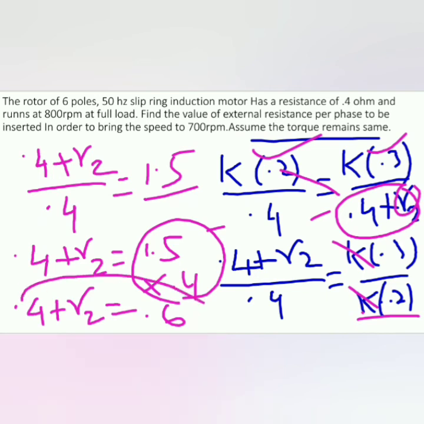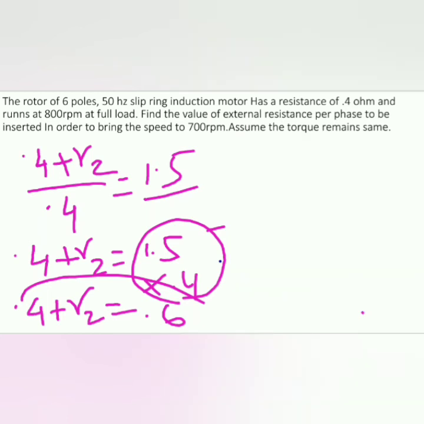Now easily we can find this. You take this to this side: 0.6 minus 0.4 becomes 0.2... so it means R2, that is the external resistance, is equal to 1 ohm. So here the R2 will be equal to 1 ohm.